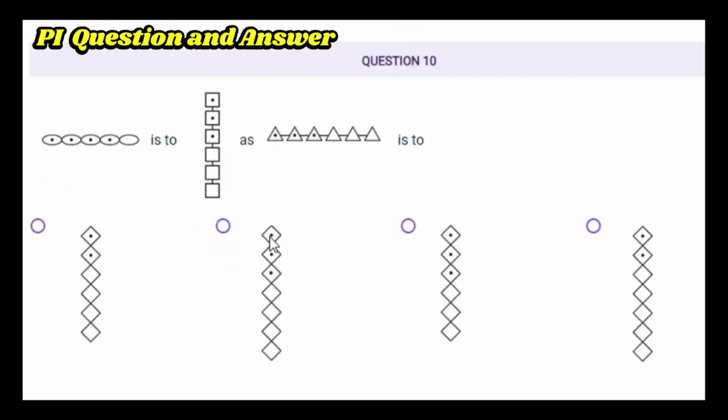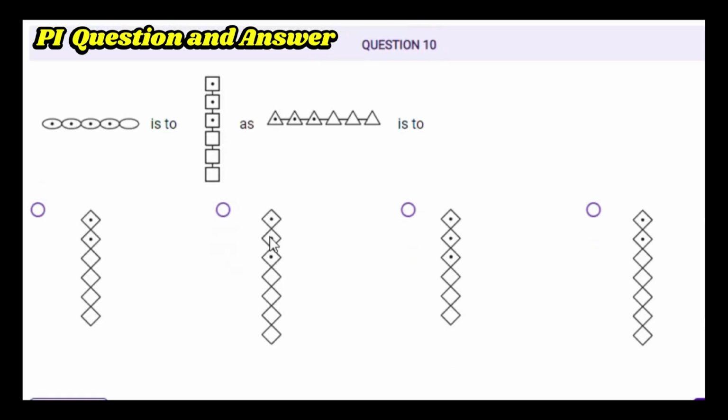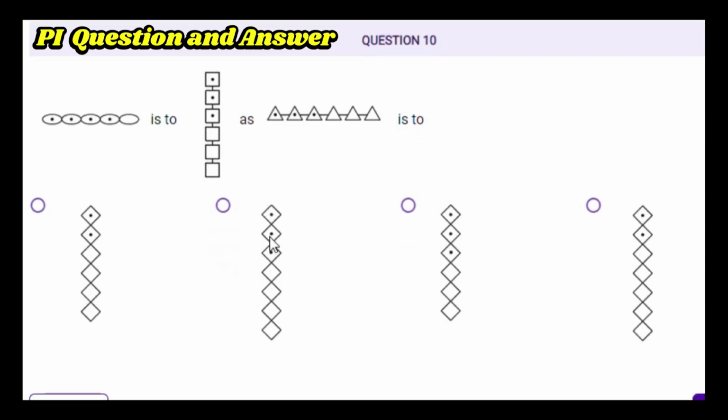Question number 10. Which of the following answer choices best completes the analogy? We are given a pattern puzzle with shapes and dots. From left to right. First pair: 5 ovals, 4 have a dot, 1 does not. 6 squares, 3 have a dot, 3 do not. Second pair: 6 triangles, 3 have a dot, 3 do not. Diamonds. We must choose the correct pattern from the answer options.